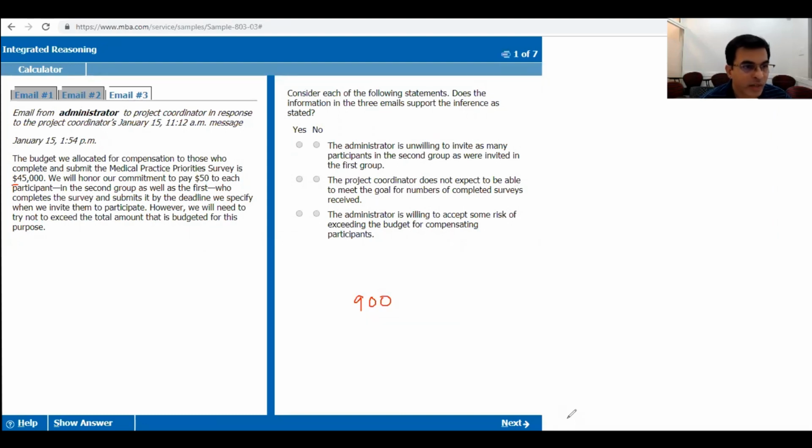Okay, so the second one is, yeah, so this email is saying that the total budget right now is enough to compensate 900 people, out of which 350 people have been compensated, which means you have still enough money left for another 550 people. That is what we know from here, and some other things he's saying. Okay, so now let's move on to the questions.